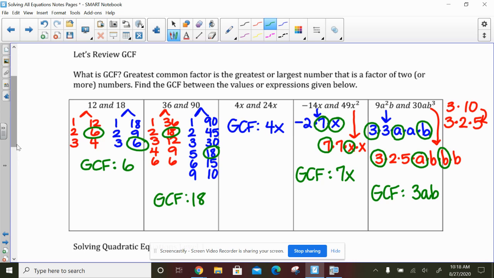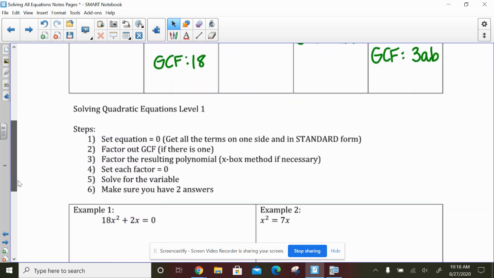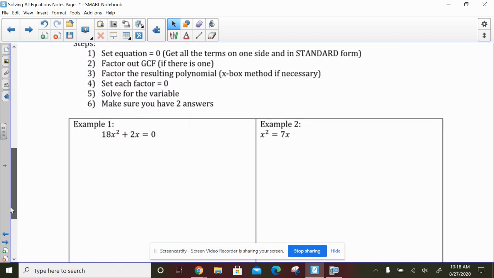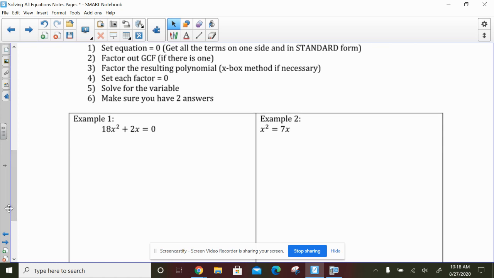Okay, so that is just finding your greatest common factor. So let's look at some examples of how to solve some equations by finding your greatest common factor and then continuing to solve. The first thing when you're solving quadratic equations is you want to make sure it's equal to 0. You don't want to start unless it's equal to 0 in standard form. Then you always look for a GCF every single time.